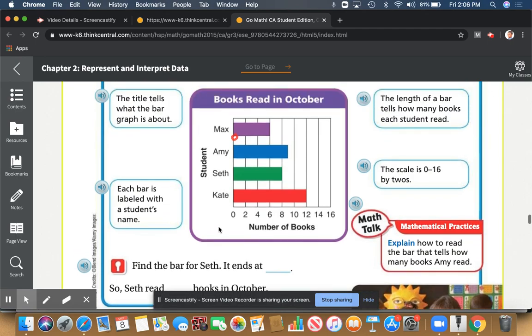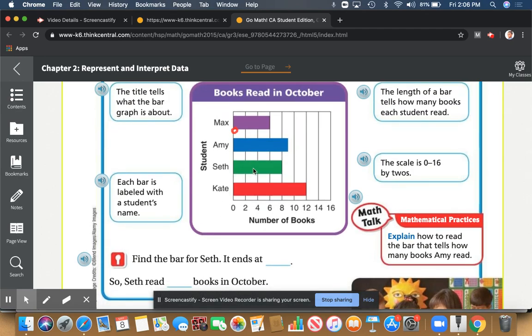All right. Find the bar for Seth. So that's the green one here. If I look at Seth, I go down, I can see that it ends at 8. So if I draw a line straight down, boom, 8. So Seth read how many books in October? 8 books in October.